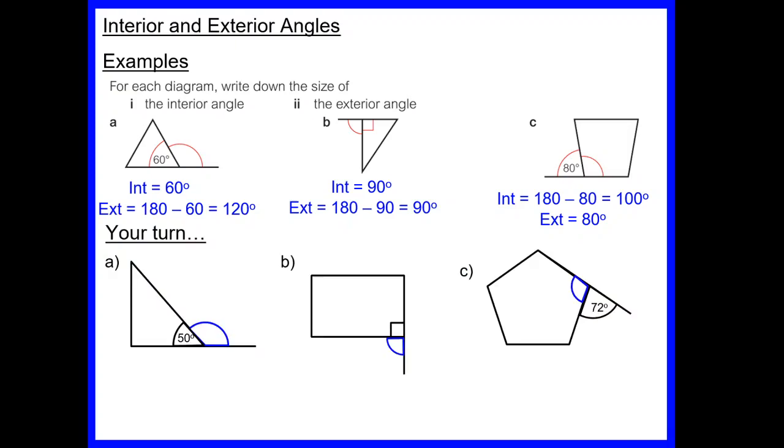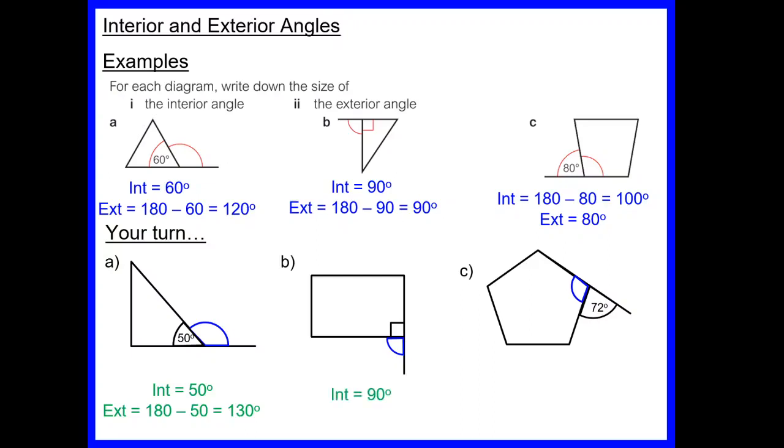Okay, so now it's your turn. Pause the video, have a go at finding the interior and exterior angle for each of those shapes. Let's have a look then. So for the first one, our interior angle is 50 degrees. Our exterior angle, 180 minus 50, is 130 degrees.